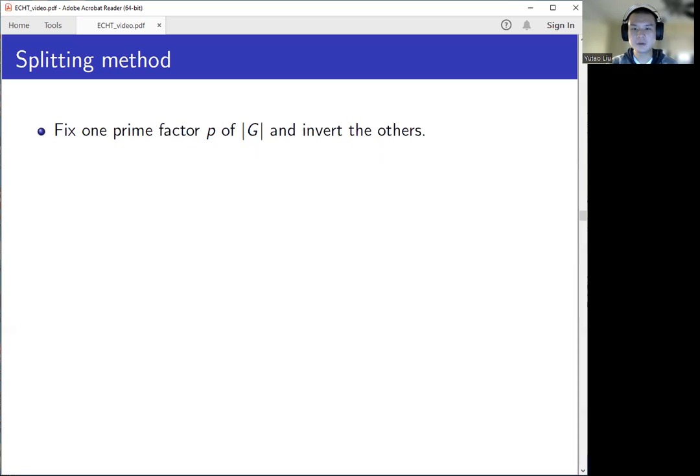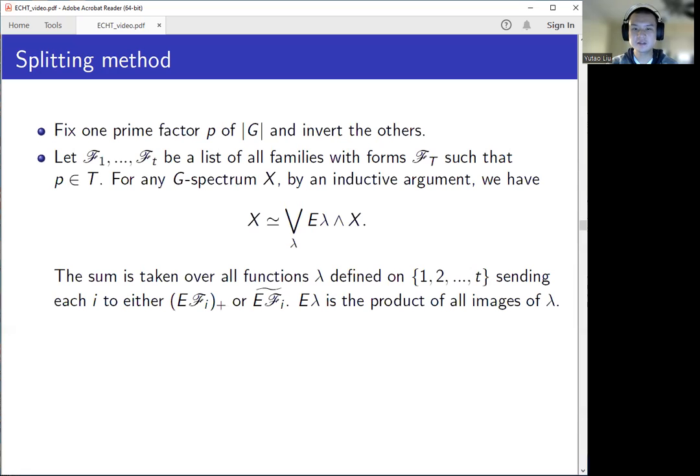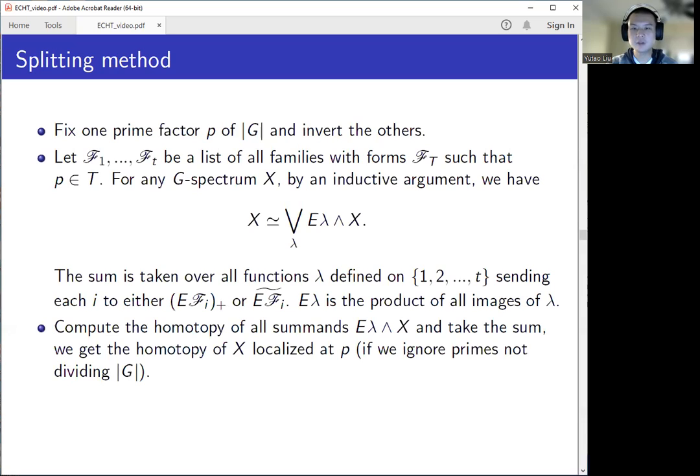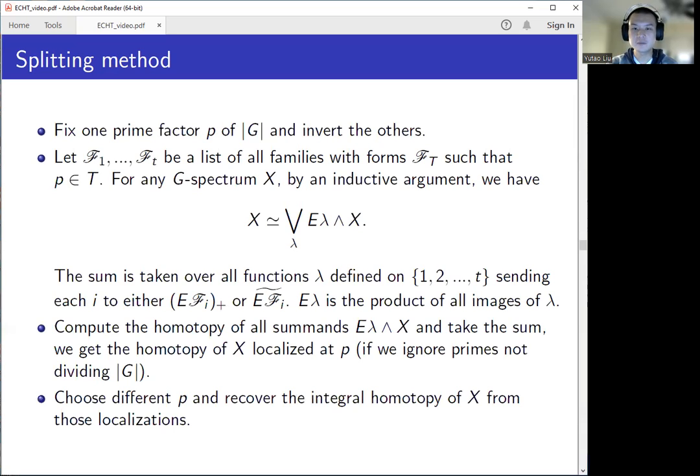First, we fix one prime factor p and invert the others. Then we consider all families such that the splitting happens and split the category of G-spectra as much as possible. If we can compute the homotopy of all these pieces, then we get the localized homotopy of X when all prime factors other than p are inverted. We can choose different p to compute different localizations of the homotopy, and then recover the unlocalized homotopy from them.